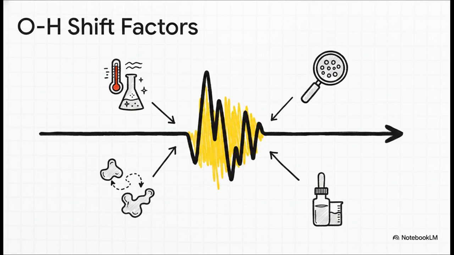In a highly diluted solution where there's almost no hydrogen bonding, that proton might show up near 0.5 ppm. But in a concentrated solution where molecules are tightly packed and hydrogen bonding is everywhere, that peak shifts way downfield, pushing closer to 4 or 5 ppm.